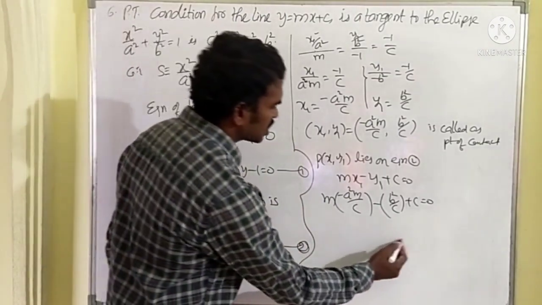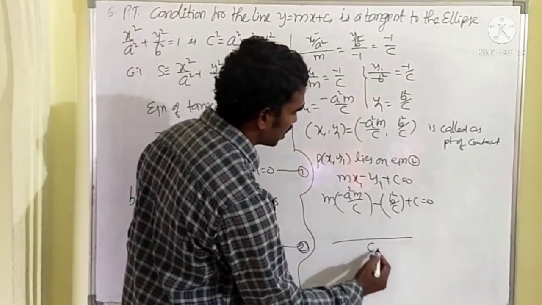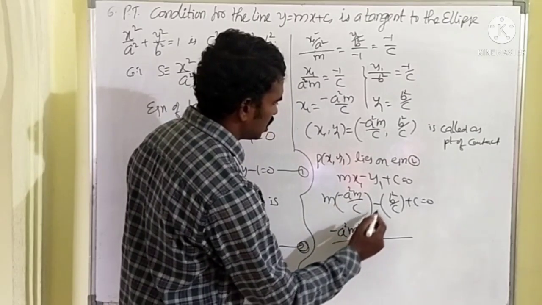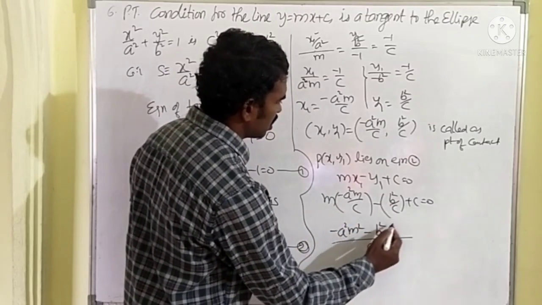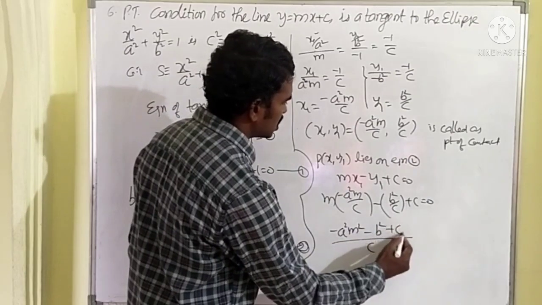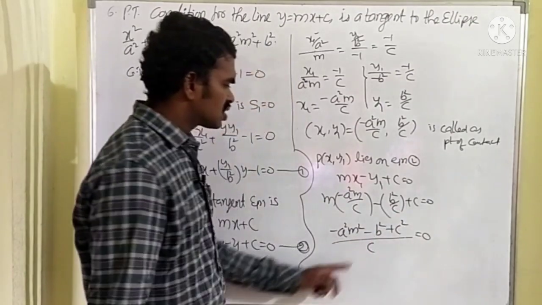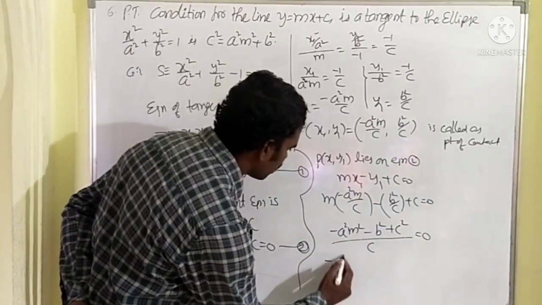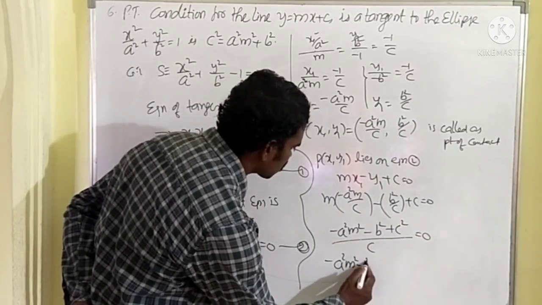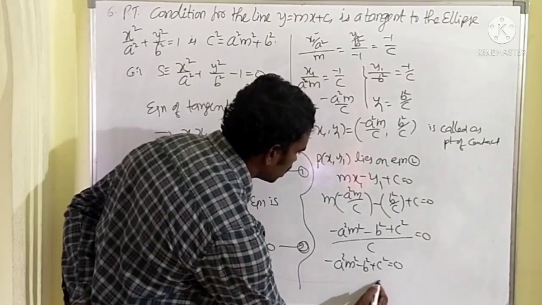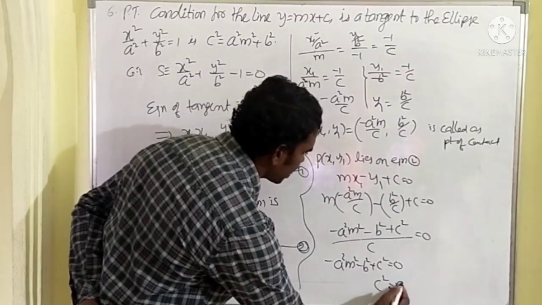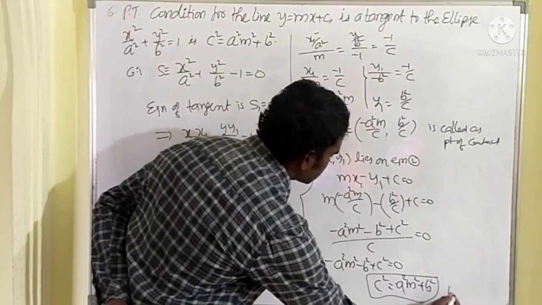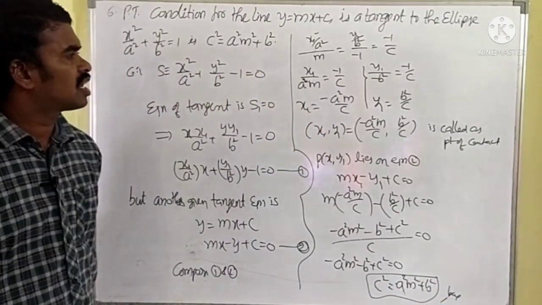Let us see how I am simplifying. c is the denominator; m into −a² m becomes −a² m², minus b², c into c is c², equal to 0. So c sent to the right side, c into something is 0, and the remaining is −a² m² − b² + c² = 0. Sending these terms to the right side, c² = a² m² + b². Got the condition? Hence proved. Yes, this is a 4 marks question.